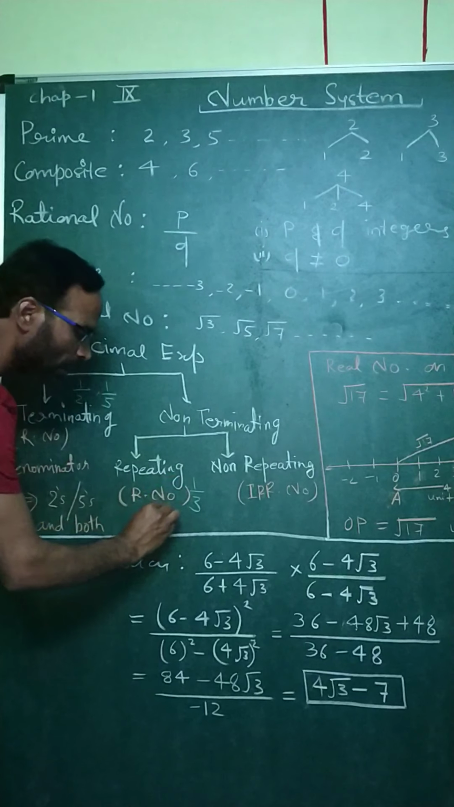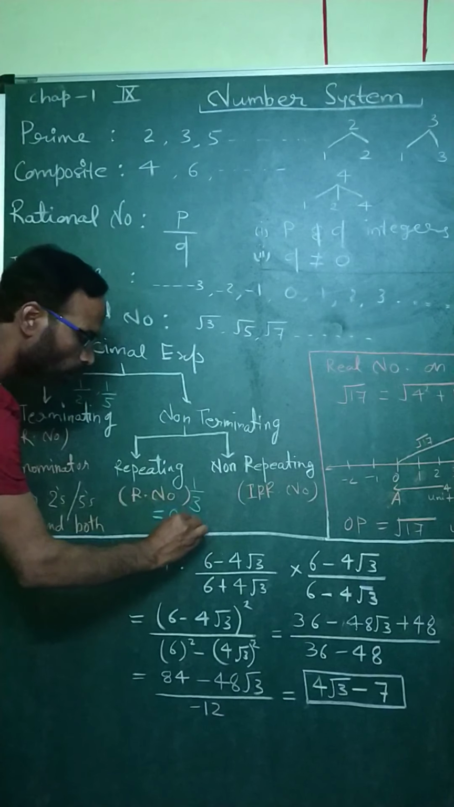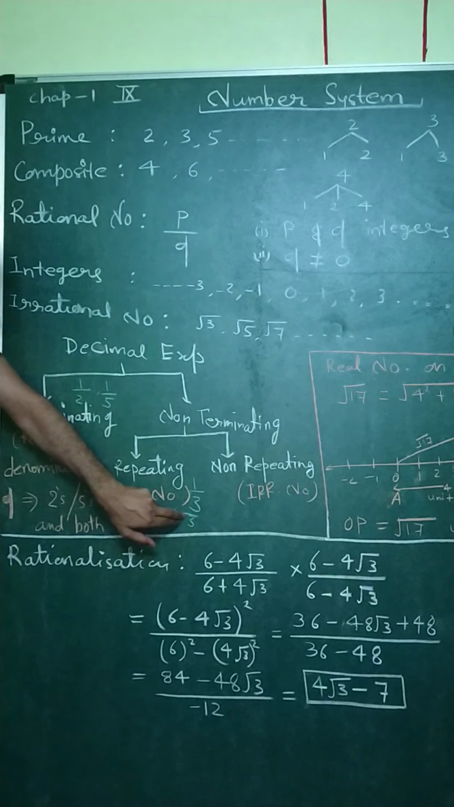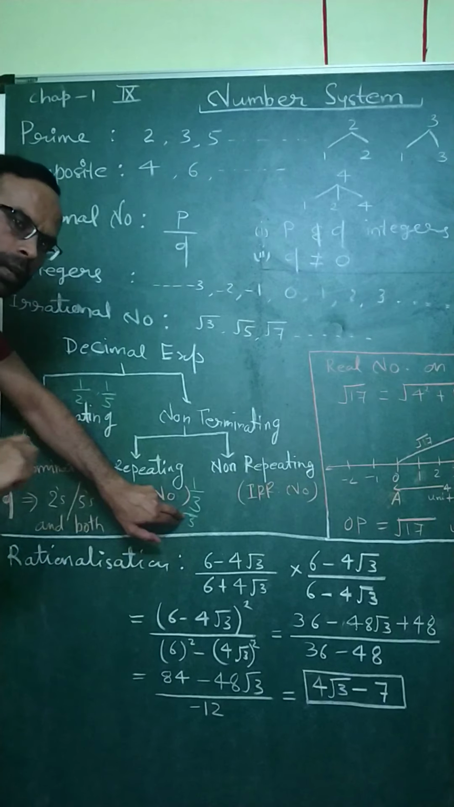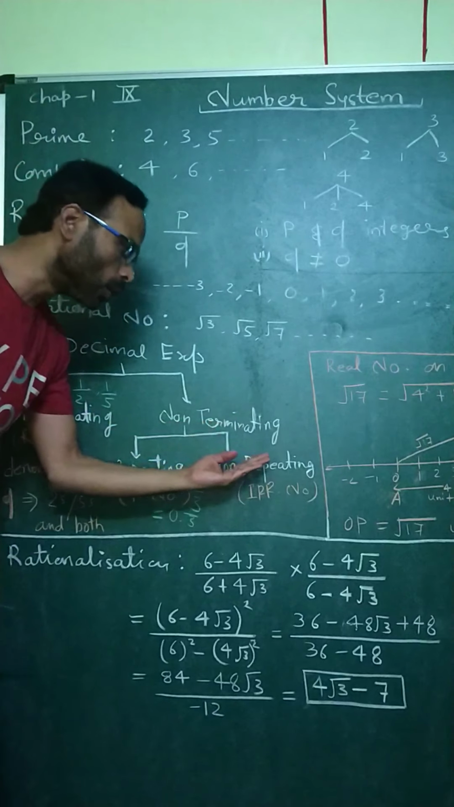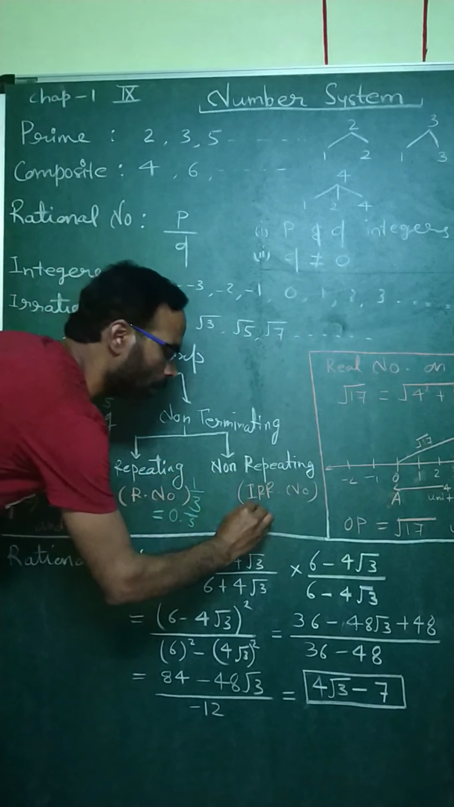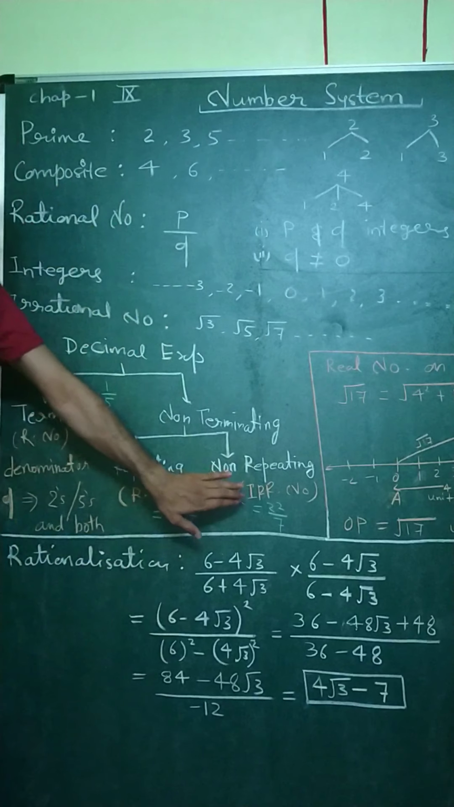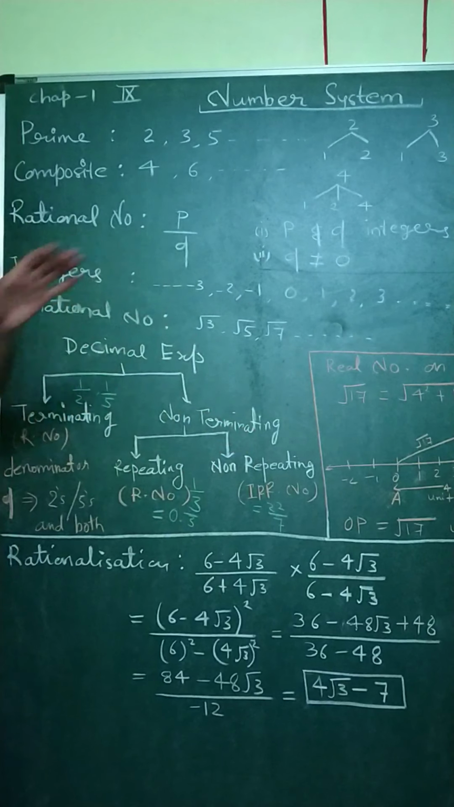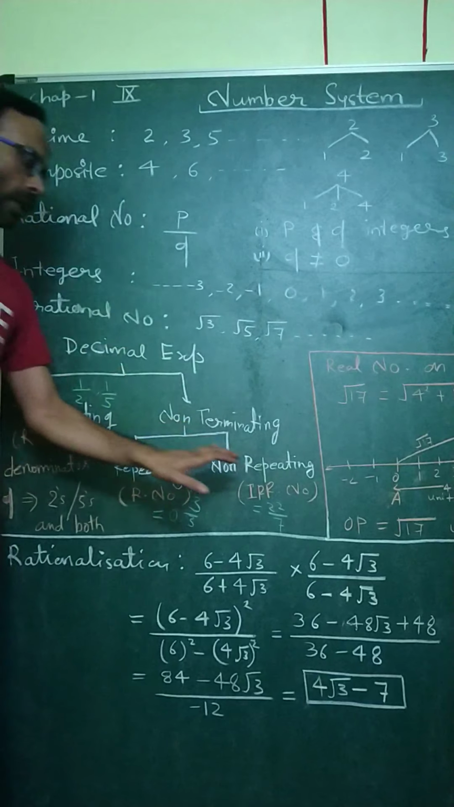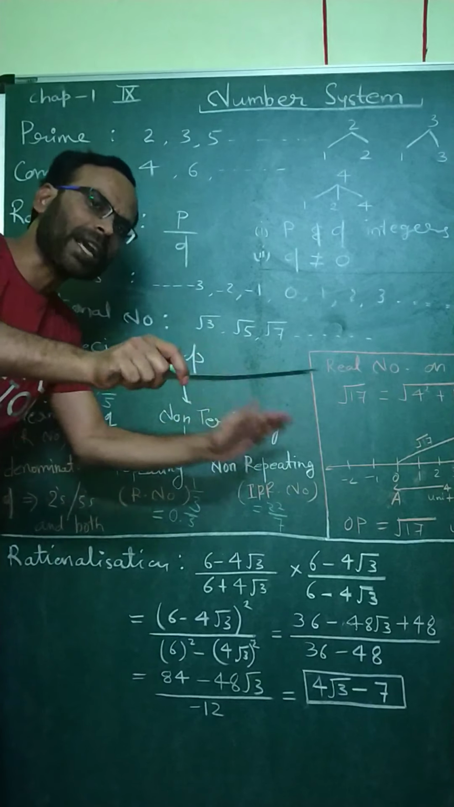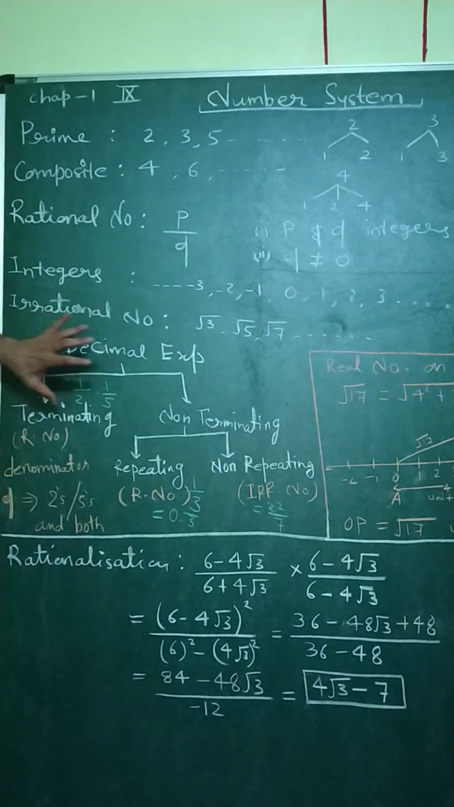When you divide 1 by 3, the answer will come 0.3333, with a bar on it. The bar shows that the digit is repeating. Next, non-repeating. Here one more example you can see, 22 upon 7. When you divide 22 by 7, its decimal representation will be non-terminating, non-repeating, which will not end. So this is the division of decimal expansion.